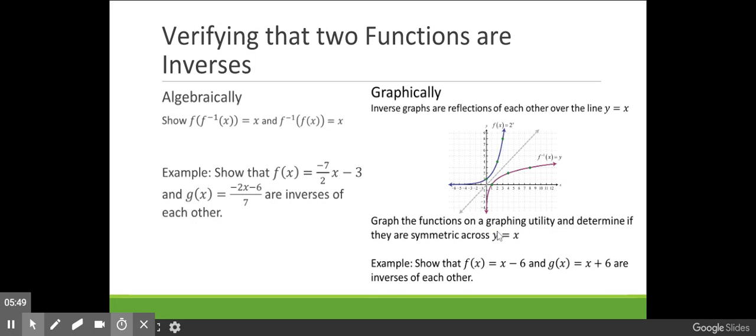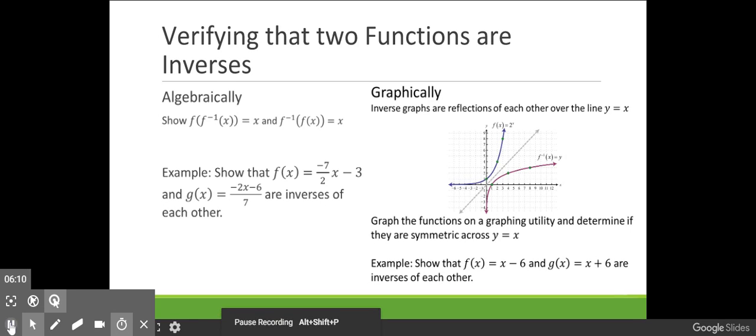So you can see they're a mirror image on either side. So graph the functions on a graphing utility, and you have to determine if they are symmetric across y equals x. So if you were to graph these two things, you can do it on Desmos. You will see that across this line, they do reflect, and they are in fact inverses.